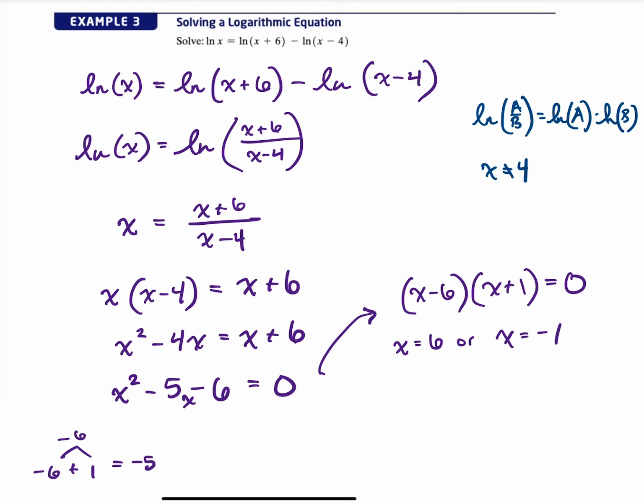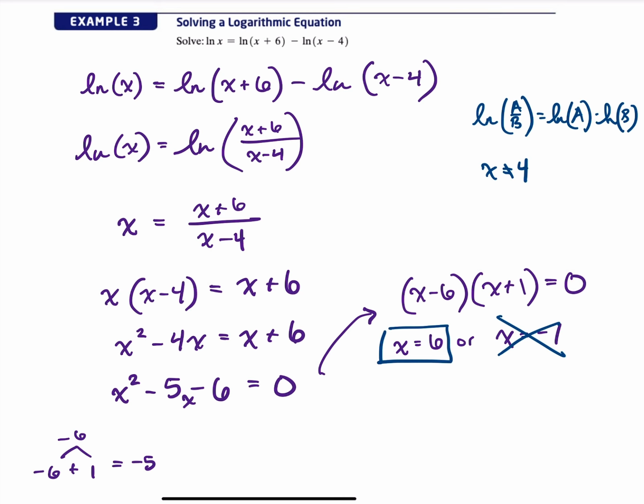But let's check. If we use positive 6, 6 plus 6 is positive. That's good. All I care about is if it's positive or negative. 6 minus 4 is still positive, so that looks good. For the negative 1 plus 6 is positive 5. But here, notice negative 1 minus 4 would be negative 5. So can't have the negative 1. So we'll just take the positive 6.